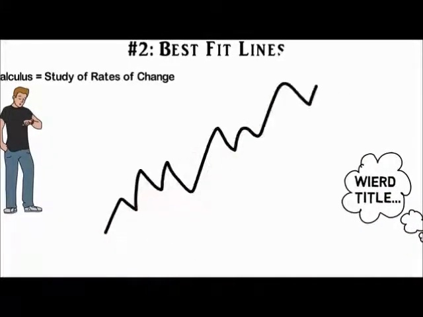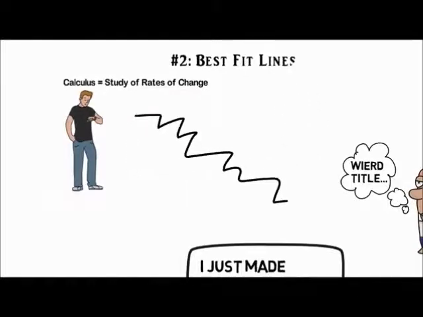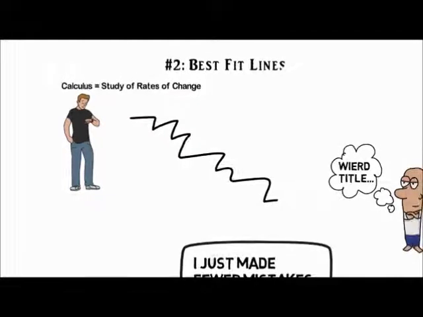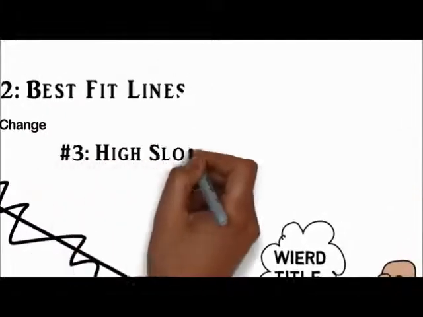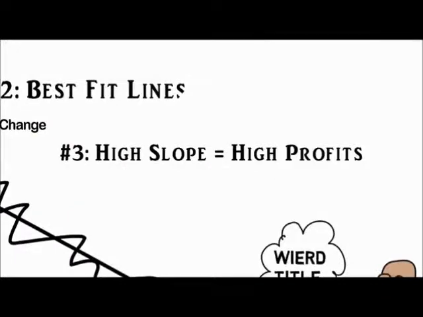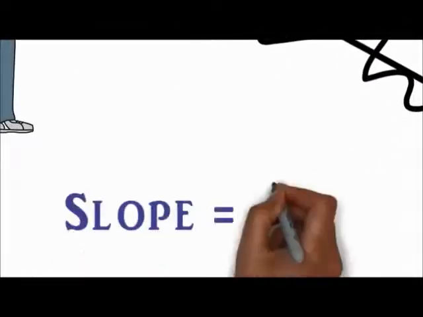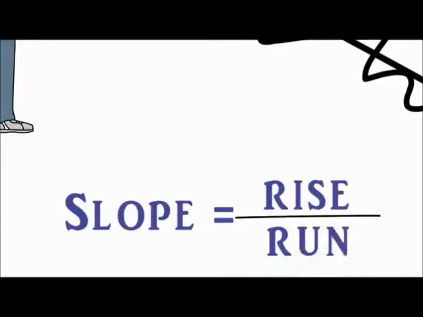It's because the best fit line was sloped upwards. Obviously, if our slope was negative, you would have lost money. And that's why slopes are so important. You should care about slopes because higher slopes means higher profits. And in calculus, a slope is defined as a change in the rise over a change in the run. But what is rise and run?